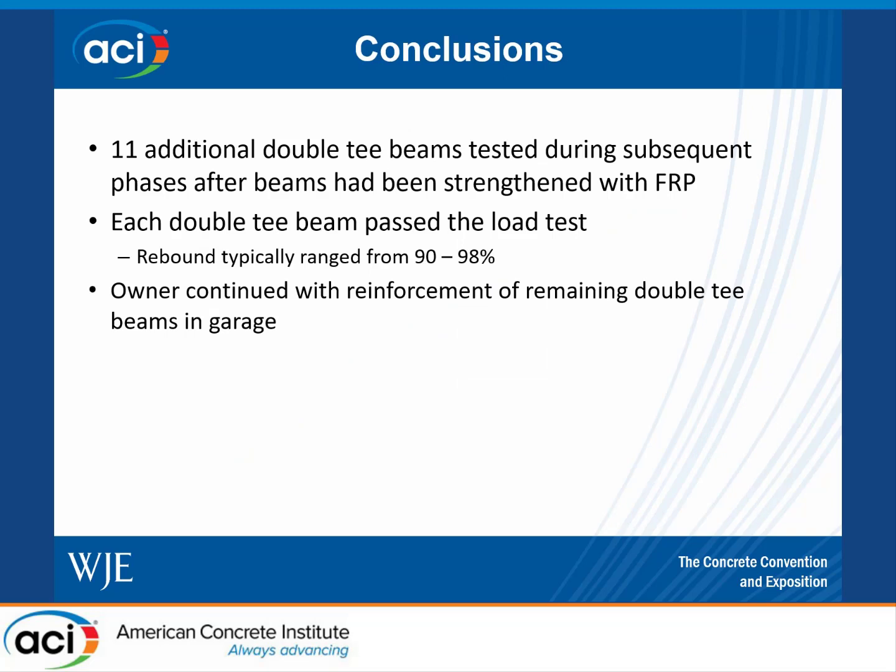During the subsequent phases of the project, we tested 11 additional double T-beams after they were strengthened with FRP. Each double T-beam passed the load test with similar results, rebound ranging from 90 to 98% typically. The owner, the engineer, and the contractor involved continued then with the reinforcement of the remaining double T-beams in the garage, and the building code officials approved the repair method.